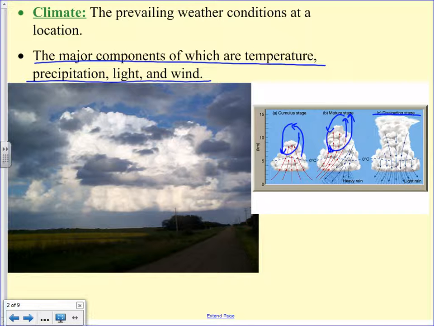So without the interworkings of a warm day, so temperature, sunshine, and a lack of wind, we wouldn't get that precipitation. So these things work together.